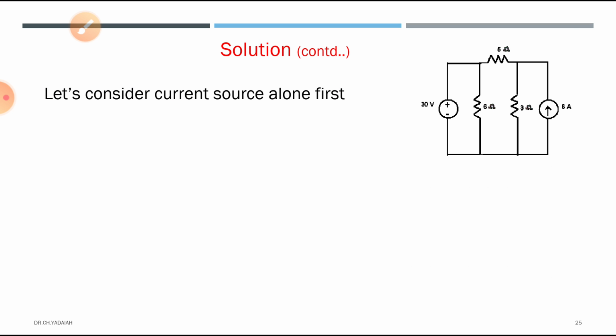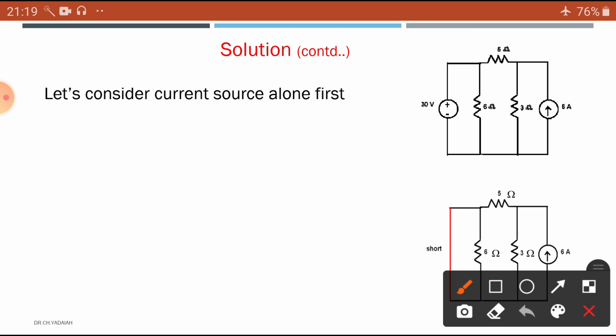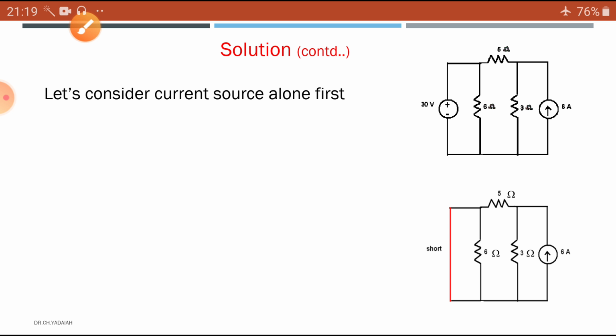Let us consider the current source alone first. Now first priority is given to our mother. Okay, so in this case 6 amperes is applied, and the 30 volts source is simply shorted. So there is no internal resistance given. Now you can observe here, once it is shorted, what will happen?